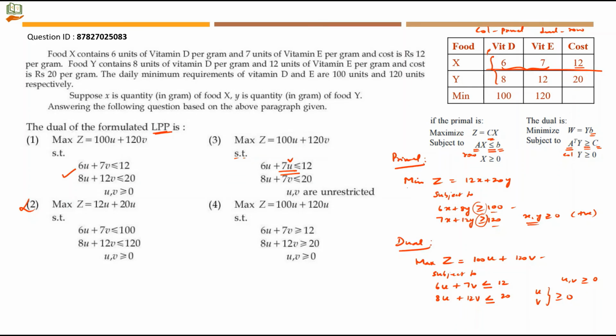We will check the other options. Maybe a printing mistake, but here they have given u and v as unrestricted. We need not go for this. And here you can see the inequality is greater than or equal to, so this is also wrong. And here you can also see it is 7v. Actually, it should be 12v and here it is 7v. More than unrestricted, these two equations are actually wrong. So we can mark option 1 to be the right answer. This is the perfect dual of the primal LPP.